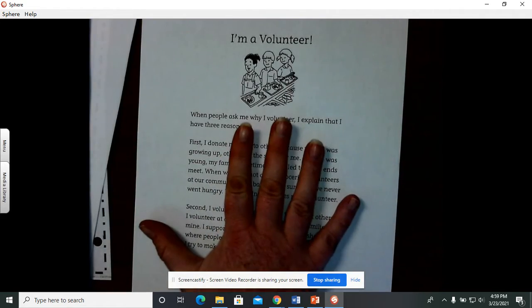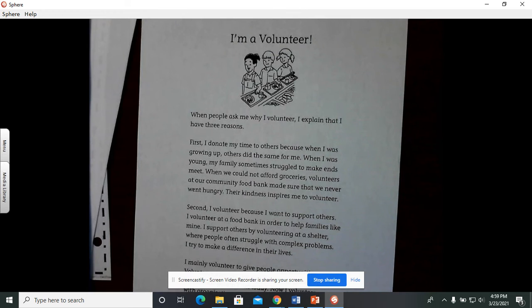It's called I'm a Volunteer. When people ask me why I volunteer, I explain that I have three reasons. First, I donate my time to others because when I was growing up, others did the same for me. When I was young, my family sometimes struggled to make ends meet. When we could not afford groceries, volunteers at our community food bank made sure that we never went hungry. This kindness inspired me to volunteer.